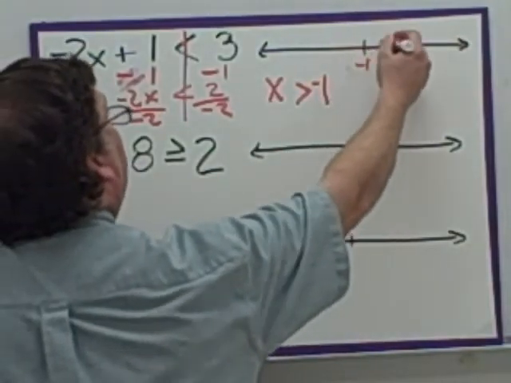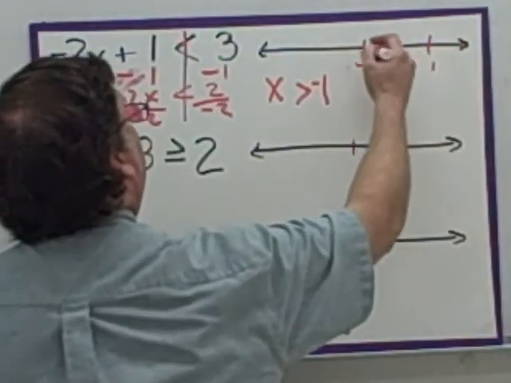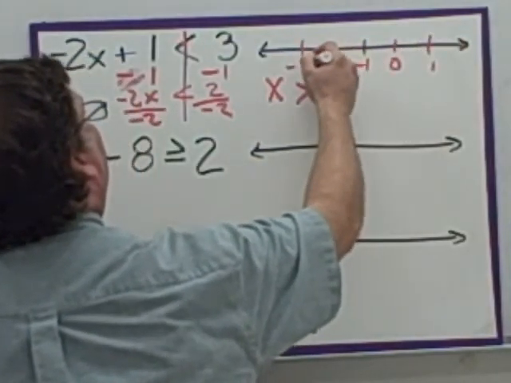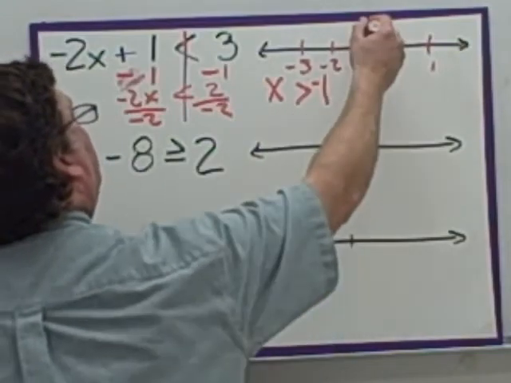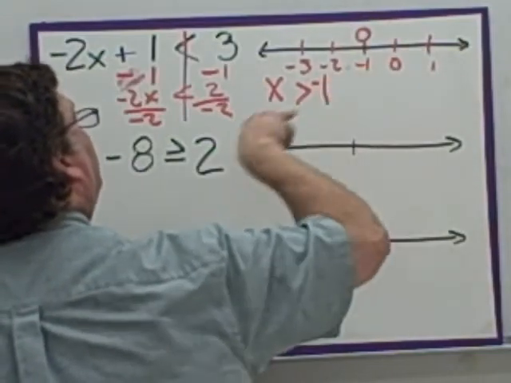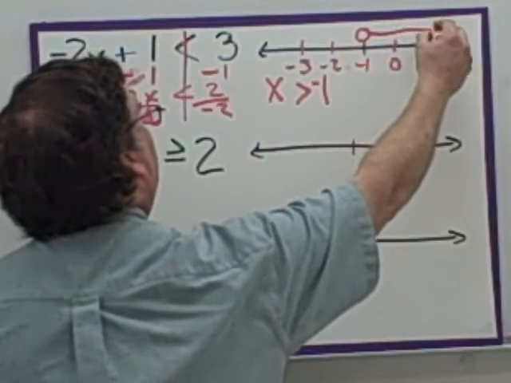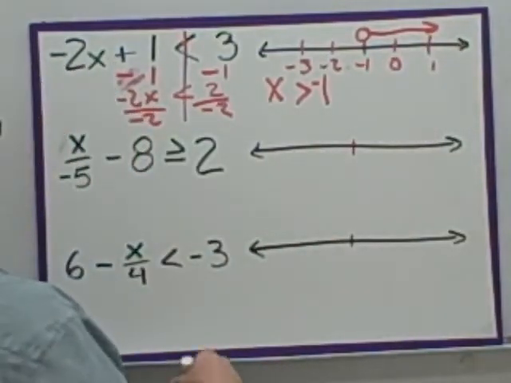So we have negative 1, 0, 1, negative 2, negative 3. Open circle, going in this direction because it's a greater than symbol, going to the right. There we go. There's my graph.